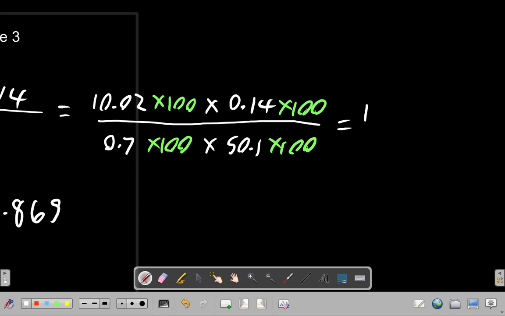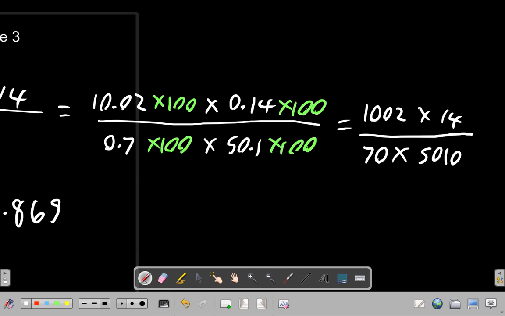We're going to have 1002 times 14. You see that? If you move the point 2 places to the right, you get 14. So 0.14 by 100 is 14. 0.7 by 100 is what? 1, 2 is going to be 70. So that's a shortcut way of multiplying by 100. Just move the point 2 places to the right. And this would be 5010. Alright, so this is what we have.